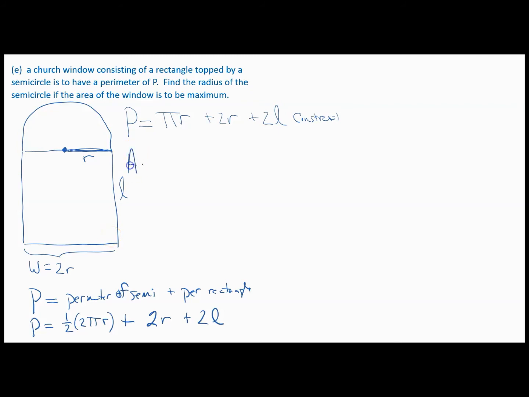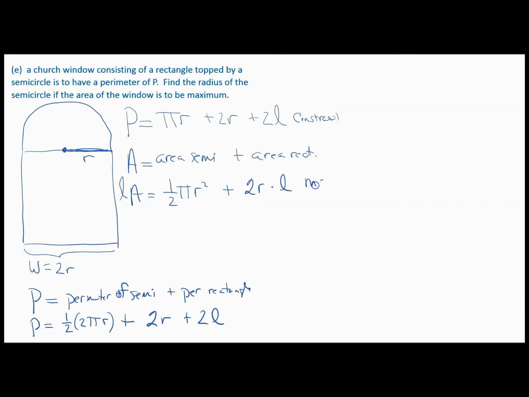Now let's talk about the area. How would you calculate the area? Well, think about it as two separate figures. For area, you have the area of the semicircle, and you're going to add that to the area of the rectangle. All right, so now you have area equals, the area of a full circle is pi r squared, so the area of a semicircle is going to be 1/2 pi r squared. And then the area of the rectangle is length times width, which is 2R for the width times L for the length.